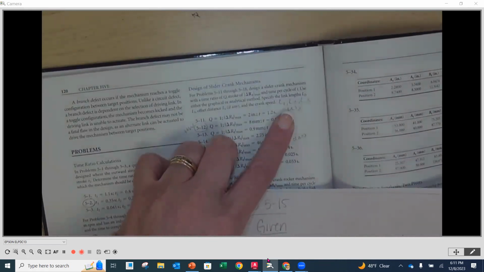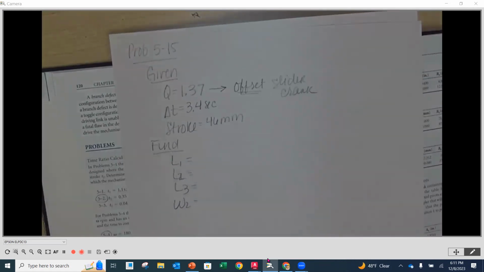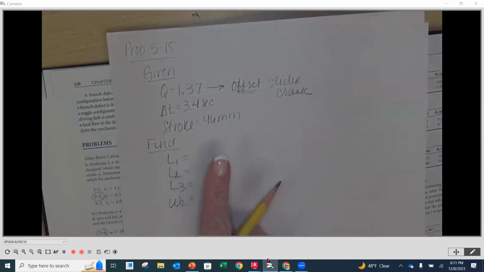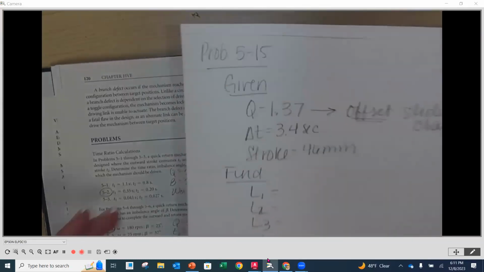Okay. Because it's not 1. Now, what we need to find are the same values. So we're going to find L1, L2, L3, and W2. In this case, we will have an L1 because we are in an offset situation, and the L1 is that distance from the center of rotation of the crank to the path of our slider.